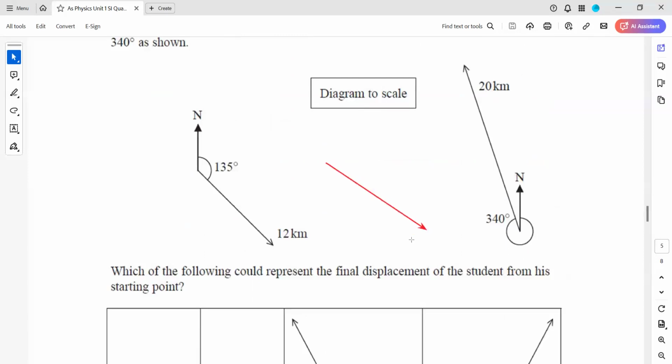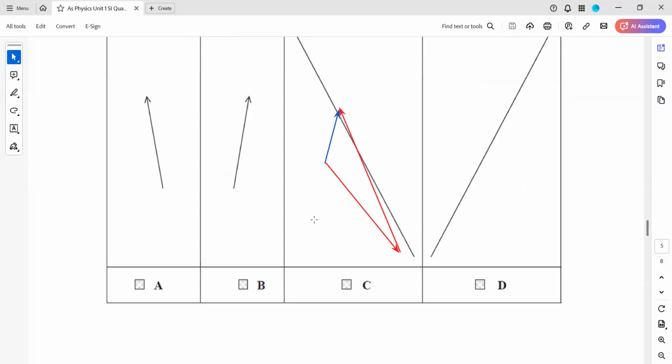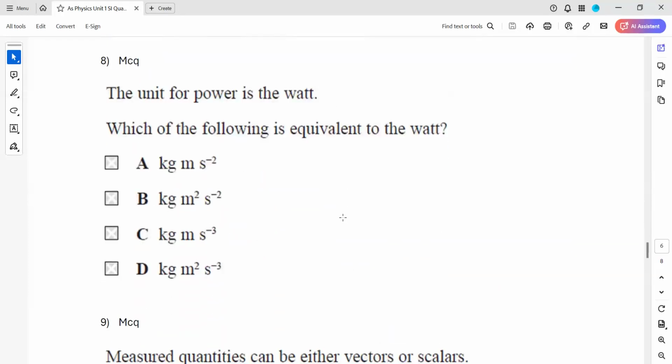First vector will be the 12-kilometer vector and then the 20-kilometer vector. So what will be the resultant? Resultant is from the tail of the first to the head of the last. That will be the resultant. So when we check the options, it matches with B. So B will be the right answer for this. And as they mentioned, the diagram is to scale, so you have to use a measurement from the diagram.